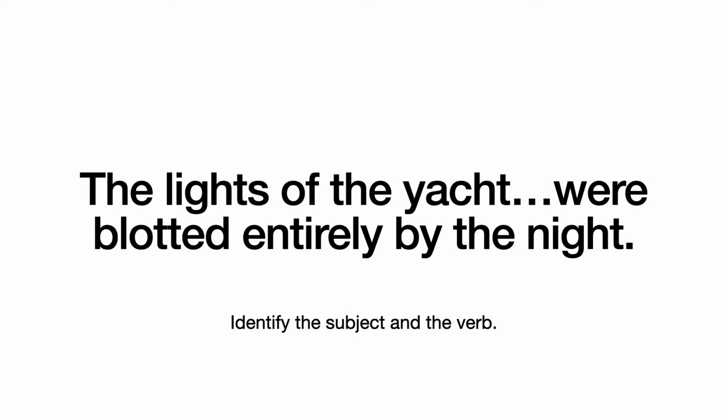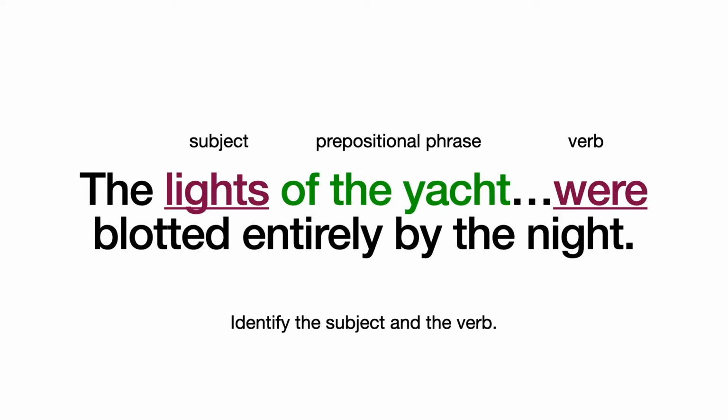Our topic for today is about subject-verb agreement, in which we try to check if the subject agrees with the verb. Now in here, lights is in plural form. So of course, in order to have the verb agree with the subject, we should also use the plural form of the verb. That's why the author used were. In this sentence, we have the prepositional phrase that comes in between the subject and the verb. The prepositional phrase is of the yacht.